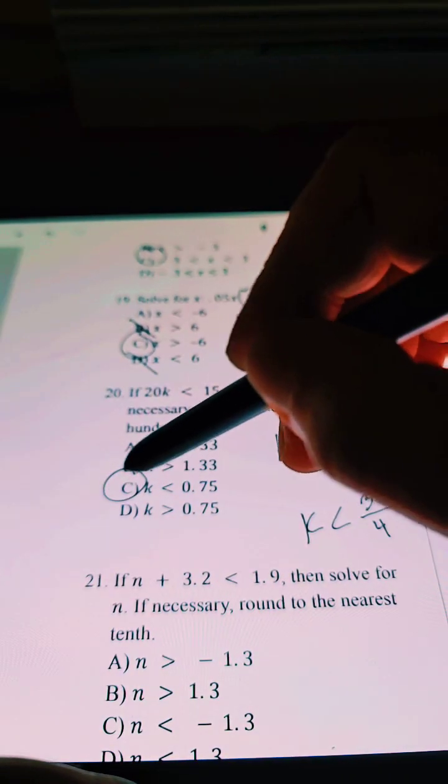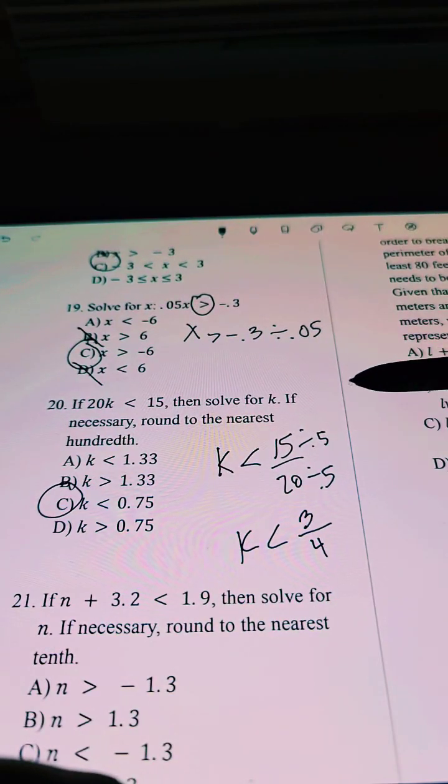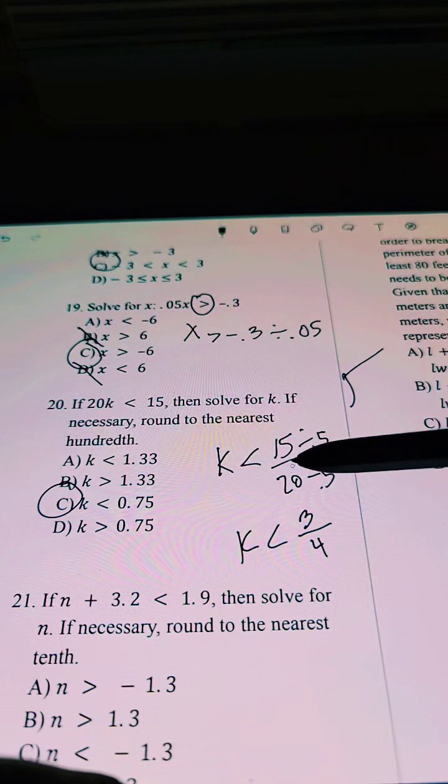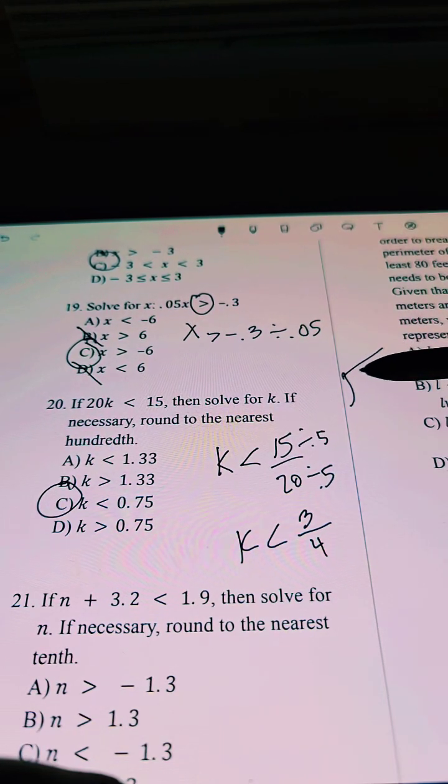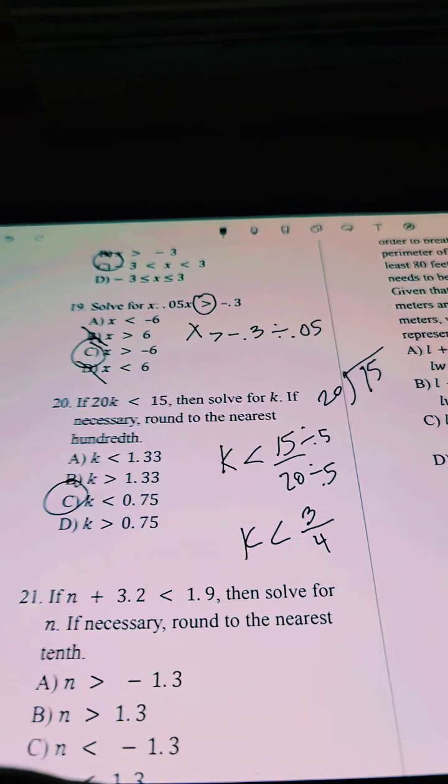But you technically didn't have to do that. You could have just said, oh, I know that the fraction bar is the same thing as division. So I could say that that's 15 divided by 20. And then you could have just solved it that way, or in your calculator.